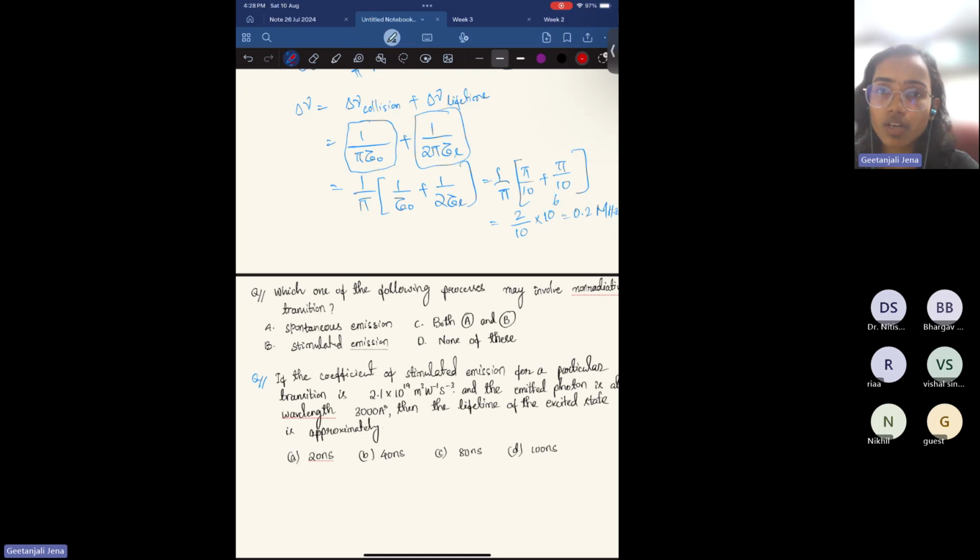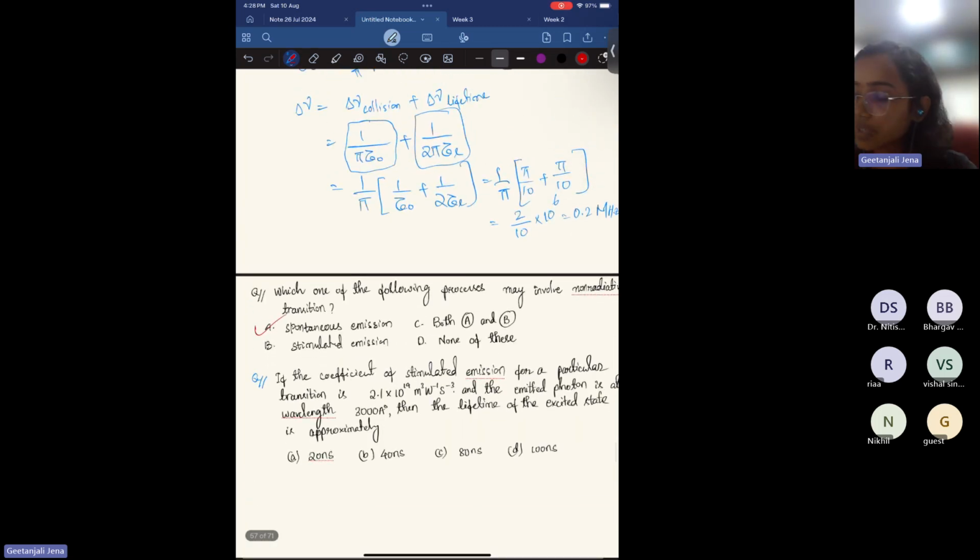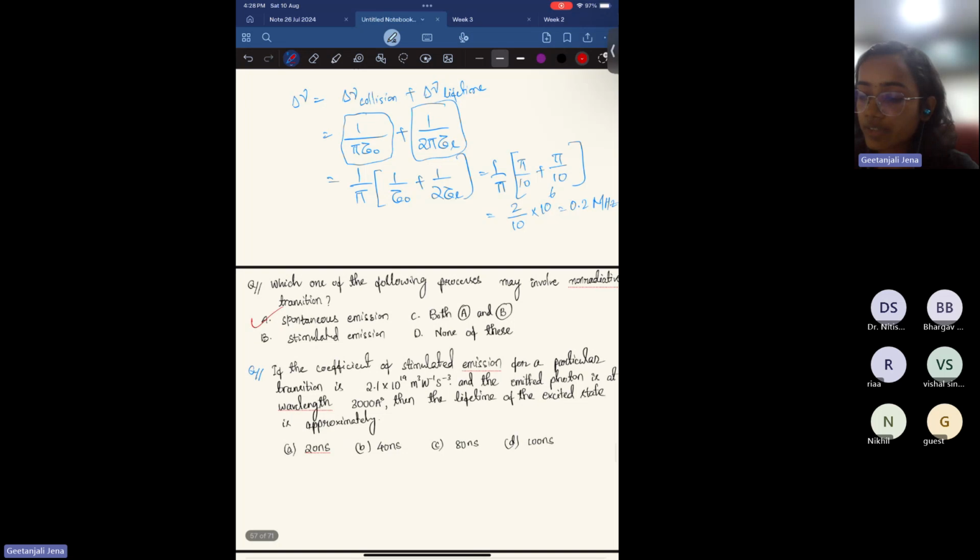Spontaneous emission has two parts: one is radiative and the other one is non-radiative. So the answer will be A. It's a problem based on the concept. So let us solve one numerical problem so that it will be helpful for you to understand the concept as well as to connect the concept.